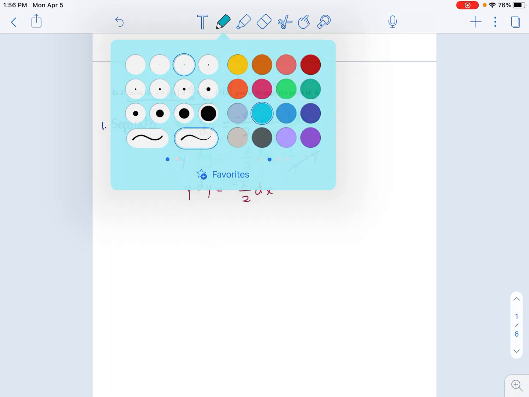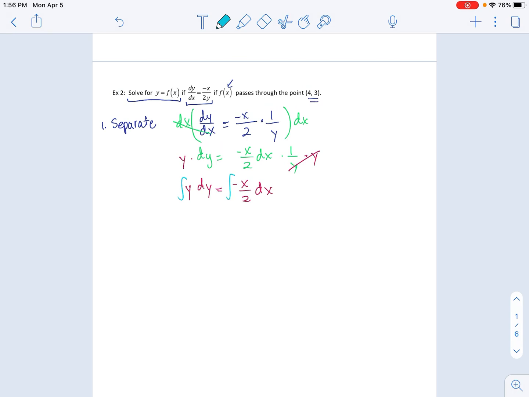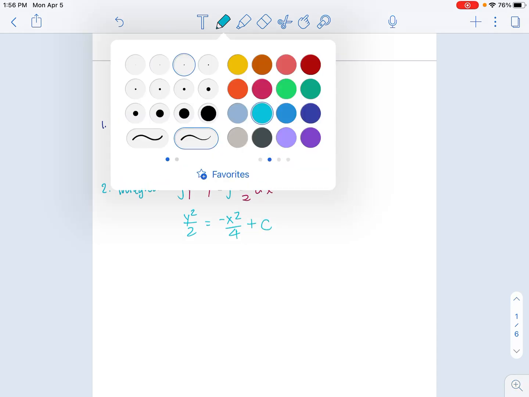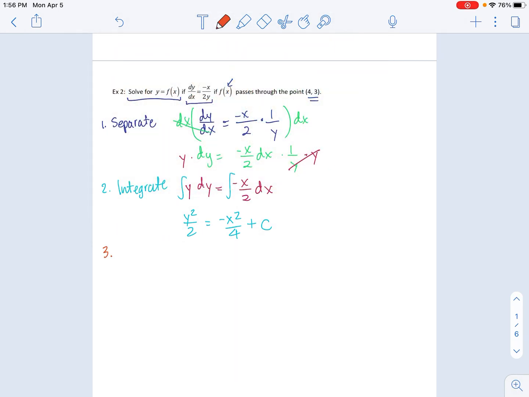Integrate both sides. That's step 2. This is y squared over 2 equal to negative x squared over 4. The plus c, remember, only goes on the right-hand side. Need more colors. Let's do orange. Step 3 is to solve for y.